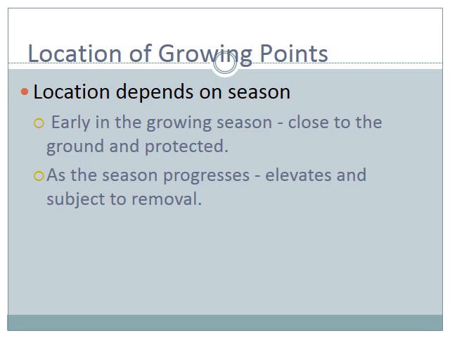So the key is, in order to determine how a plant is going to respond to grazing or fire, it's important to think about the location of growing points. That depends on season. Early in the season for grasses, they have their meristems close to the ground and protected. As the season progresses, they elevate them and then they become subject to removal.